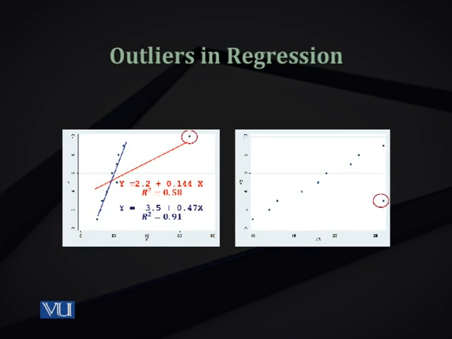So we can see that these outliers may or may not affect the values of regression statistics. As in the first example, r square changed from 0.58 to 0.91. So this is a huge change. So we can call this outlier an influential point.